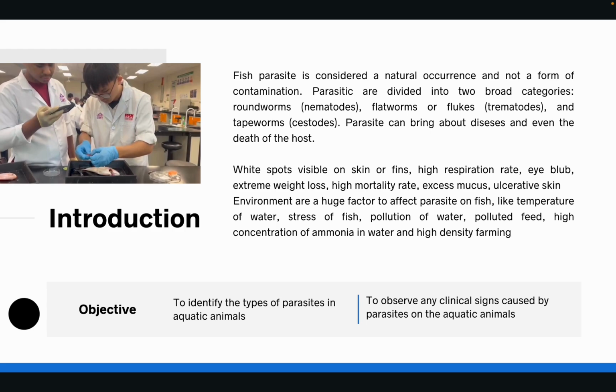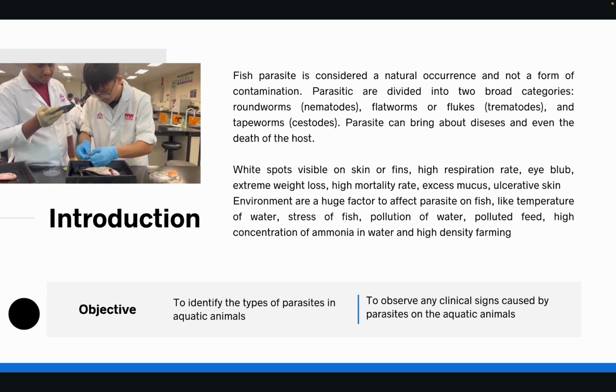Signs include white spots visible on skin or fins, high respiration rate, eye bulging, extreme weight loss, high mortality rate, excess mucus, and ulcerative skin. The environment is a huge factor affecting parasites on fish, like the temperature of water, stress of fish, pollution of water, polluted feed, high concentration of ammonia in water, and high acidity of farming.